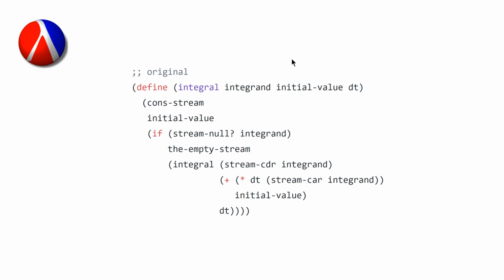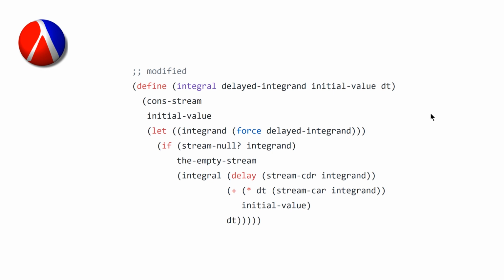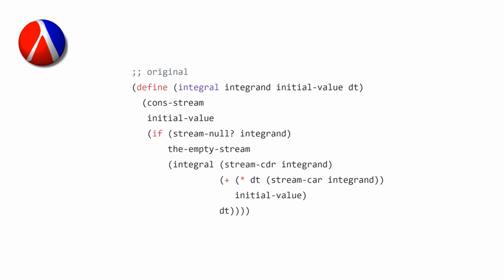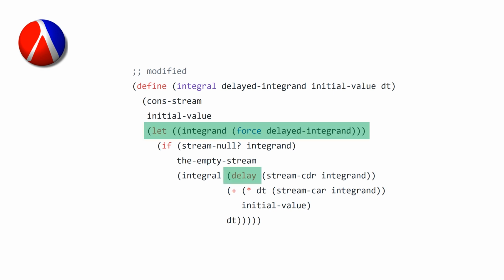But so this is the original code that the question gives us. We have our integral procedure, and we basically want to take the integrand parameter and set it up such that it is going to be only evaluated when we need it. So if we take a look at the solution, this is the modified code, so we can sort of see not much has changed. The only things that have changed are the following. We have a let expression that is evaluating the integrand once we get to this let expression, so we're then calling force. And up until then, we are sort of wrapping the stream cons integrand in a delay.